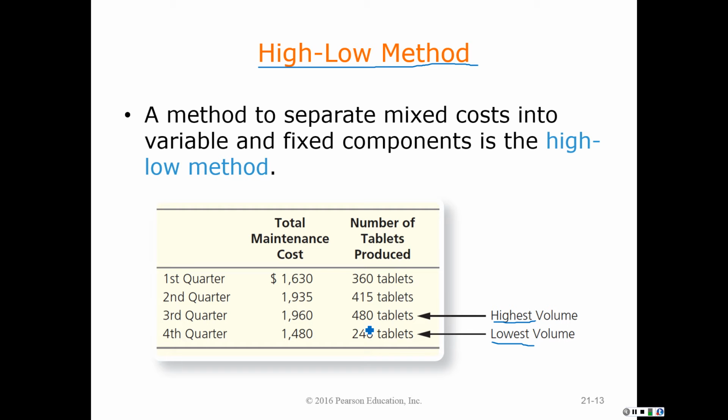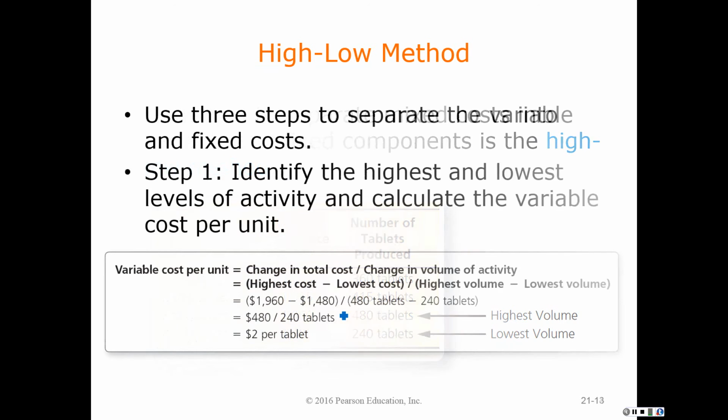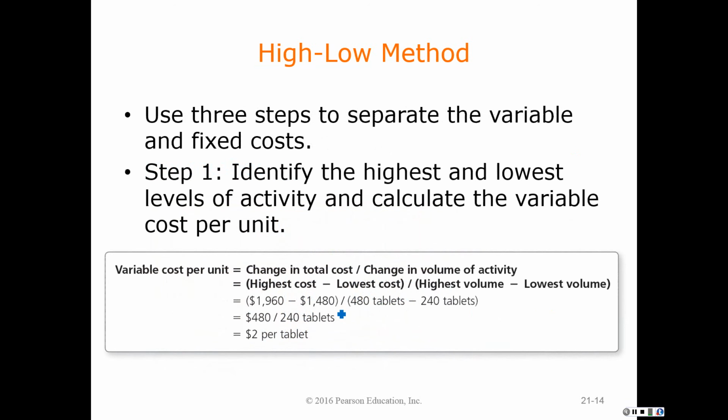So our relevant range happens somewhere between 240 and 480 tablets. And so we're assuming that costs are moving in a straight line, okay, within this relevant range. So in order to use the high-low method, it's basically coming up with a weighted average cost using the high-low method. We're going to identify 3 steps.